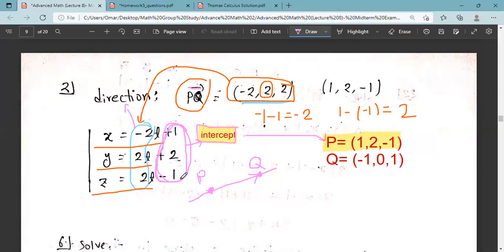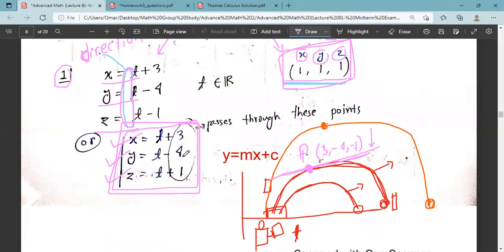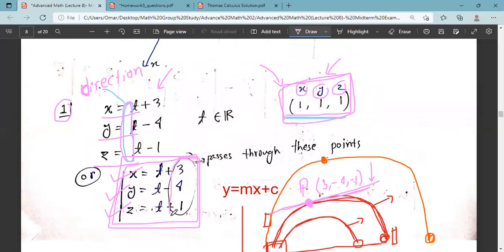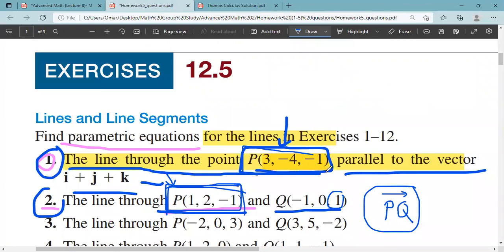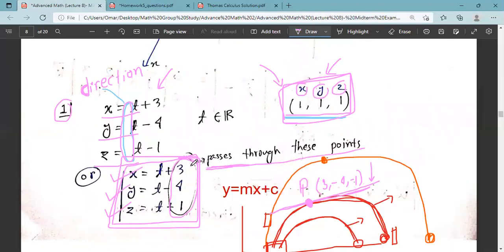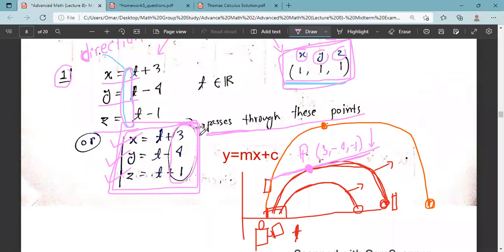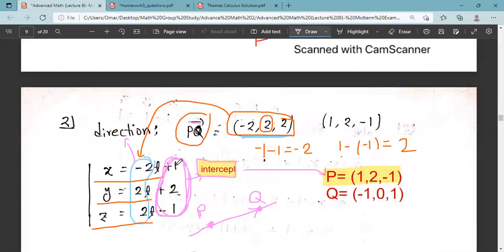The same as before. Do you remember this 3, minus 4 and 1? This was our point, right? So our line passes through these points. If you look here, our point P is 3, minus 4, minus 1. So our line goes through this point. The same way we had written those points on the right side. So in this example, we also write this intercept point on the right side. So this is the answer.